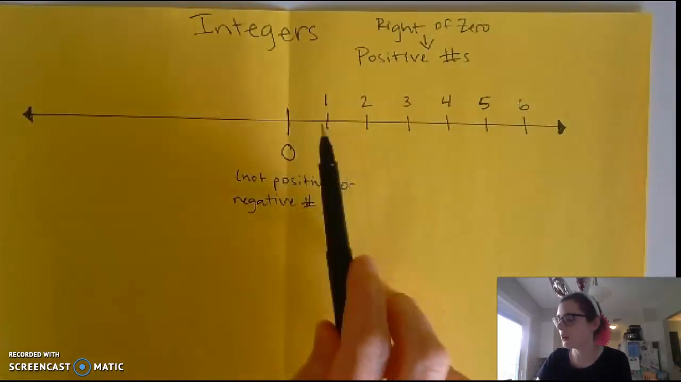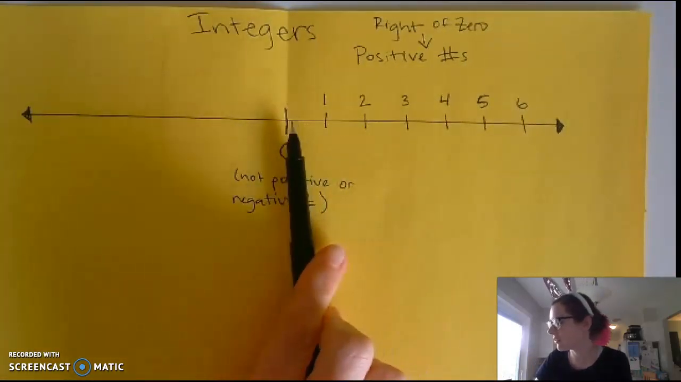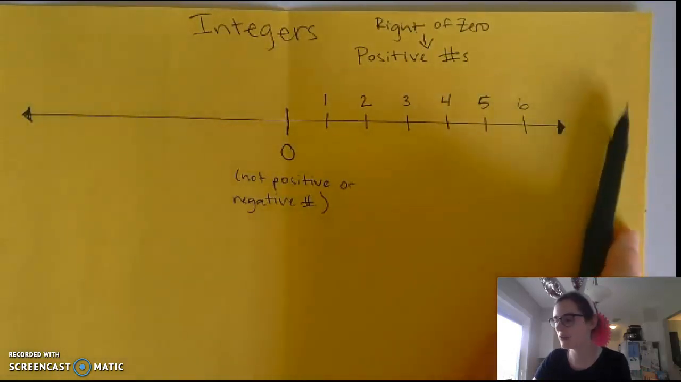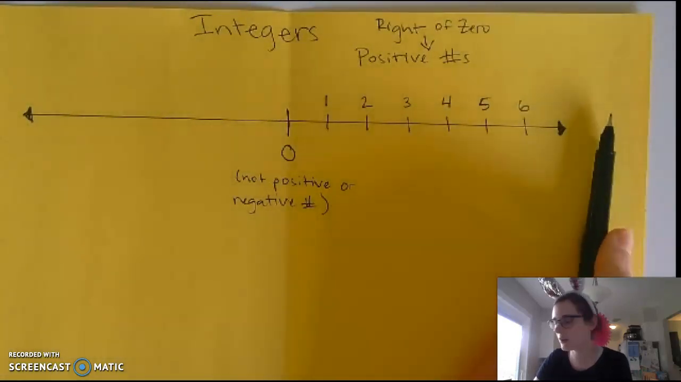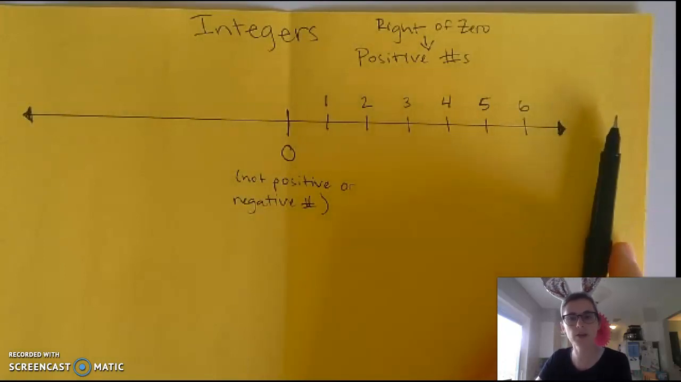So any number that comes past 0 on this side of the number line is going to be positive, even if it is a decimal or a fraction, okay?